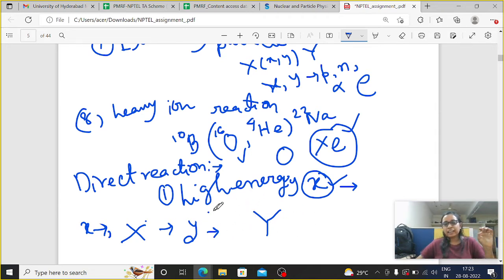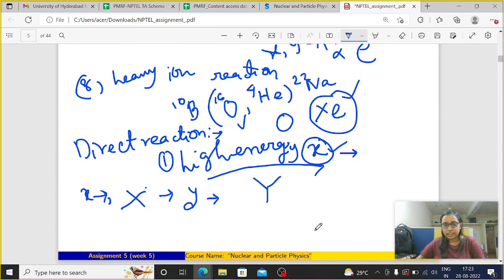So if I write here high energy small x, that means for a direct reaction to happen, our projectile should have a high energy. Now the second condition is that it will take place at a higher energy, as I already told you, and the nuclear time will be 10 to the power minus 21 second. Like nuclear reaction time will be very small, 10 to the power minus 21 second.